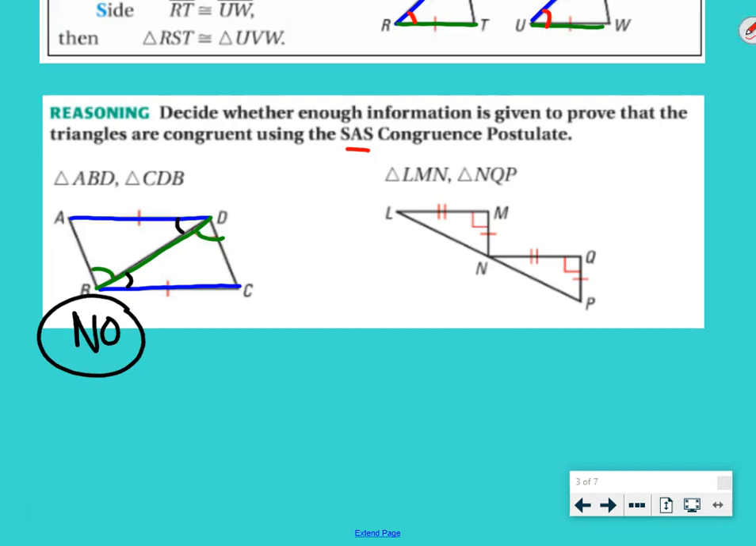Here, if we look at the second example, we have LM is congruent to NQ. MN is congruent to QP, and then two right angles are congruent to each other, the two sides, and then the included angle. So yes, we do have enough information to use side, angle, side.